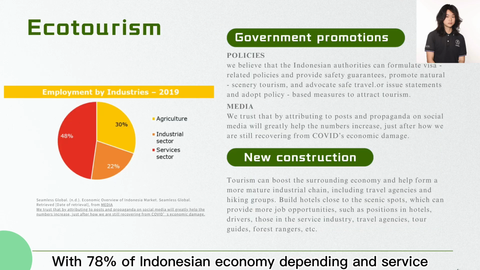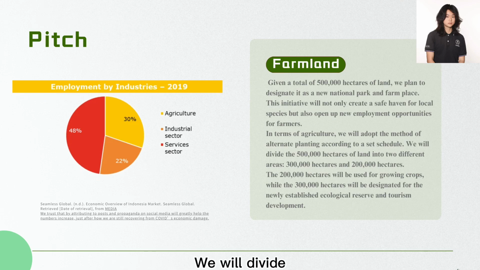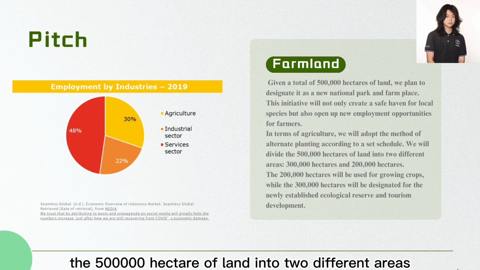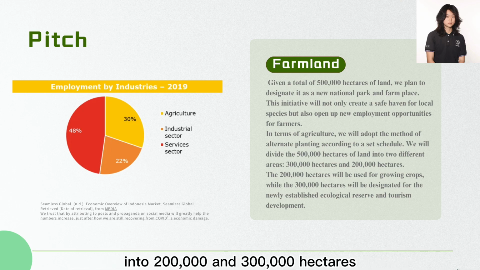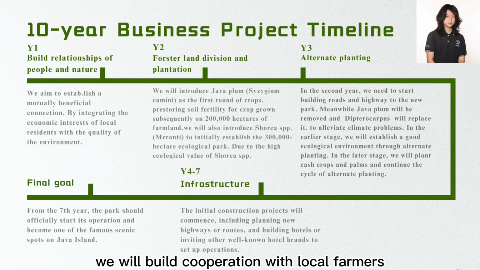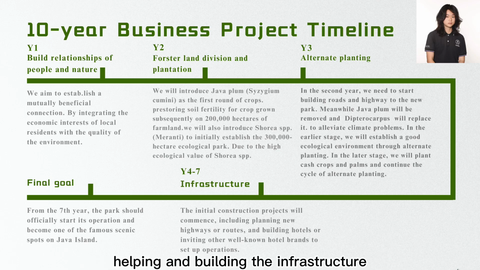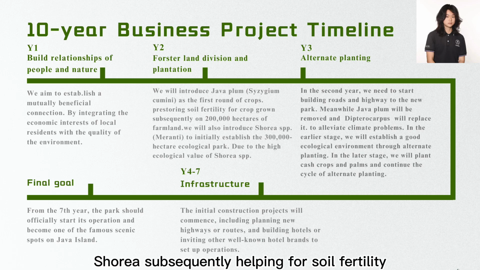With 78% of the Indonesian economy depending on the service sector and agriculture, the core objective of our plan is to foster both agriculture and forestry. We will divide the 500,000 hectares of land into two different areas, 200,000 and 300,000 hectares for farmland and natural parks. In the first year, we will build cooperation with local farmers, signing contracts, providing stable jobs for 10 years, helping in building the infrastructure. For different locations, we will introduce Java plums, subsequently helping soil fertility and building the ecology.